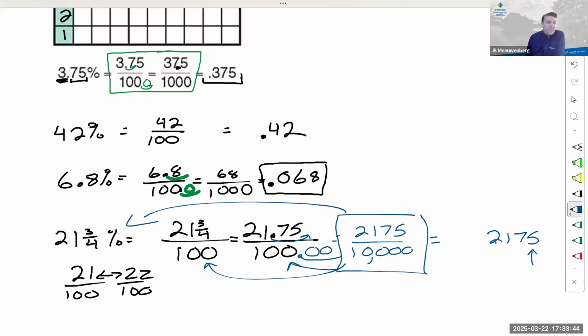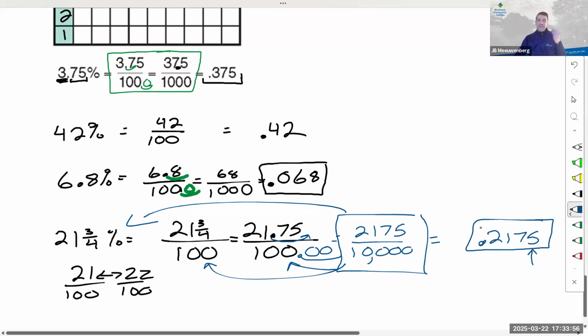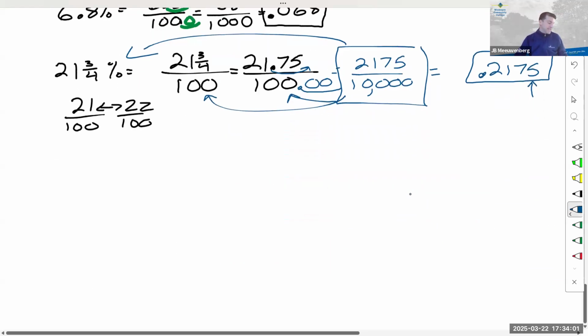And this would be the tenths, hundredths, thousandths, 10,000ths place. So 0.2175. So there's a little lesson, a little conversation about how we might take a percentage and write it in its fraction form and also write it in its decimal form.